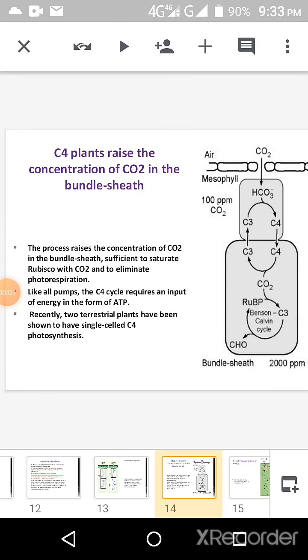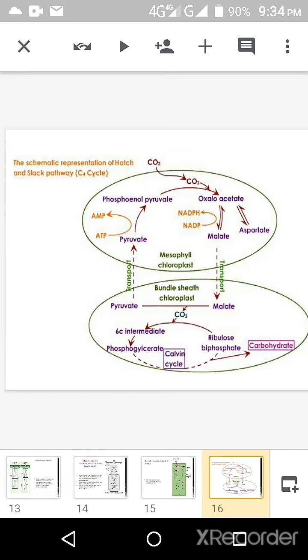C4 plants raise the concentration of carbon dioxide in the bundle sheath. The process raises the concentration of carbon dioxide in the bundle sheaths sufficient to saturate Rubisco with carbon dioxide and to eliminate photorespiration. Like all pumps, the C4 cycle requires an input of energy in the form of ATP. Recently, two terrestrial plants have been shown to have a single-celled C4 photosynthesis.